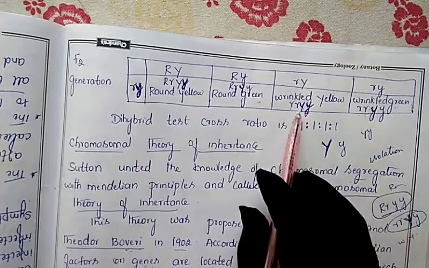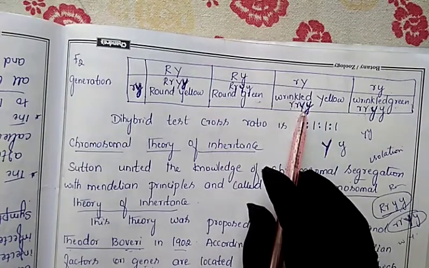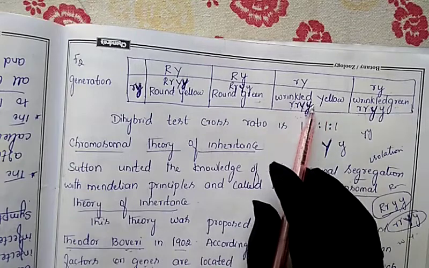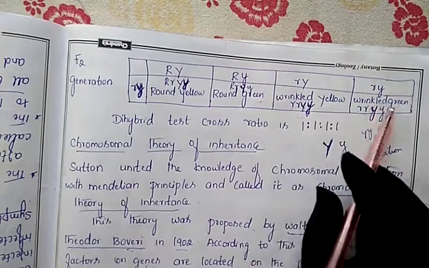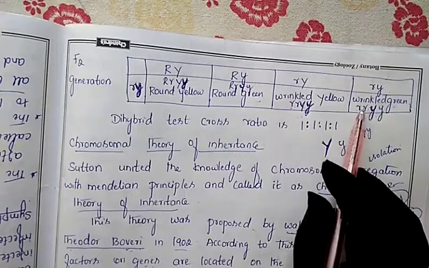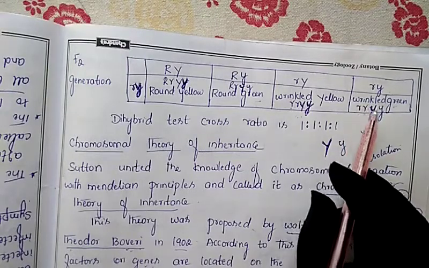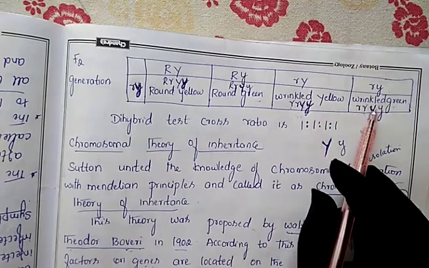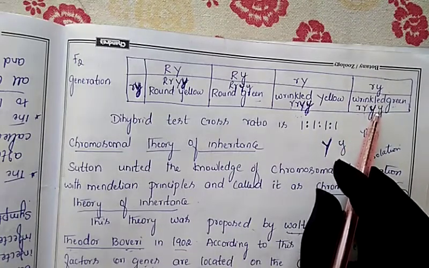Next, capital Y, small y is there. Who is dominant here? Capital Y is dominant and small y is recessive. So we have Y, meaning yellow color will appear. Next, small r means wrinkled will appear. Next, because both are in a recessive condition, wrinkled. Next, small y: here also both are in a recessive condition.